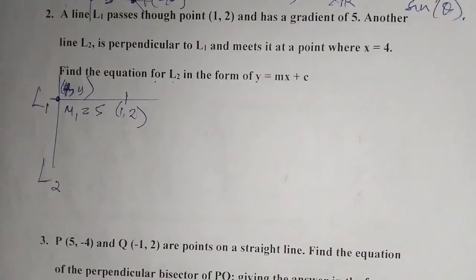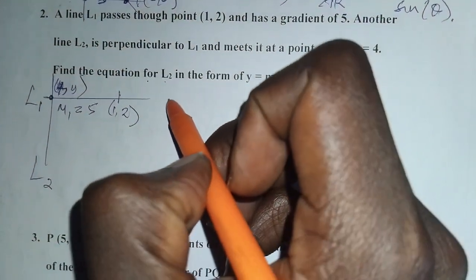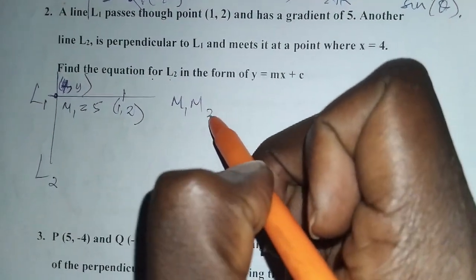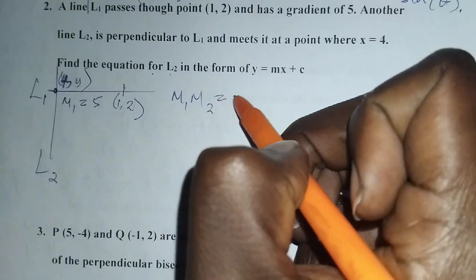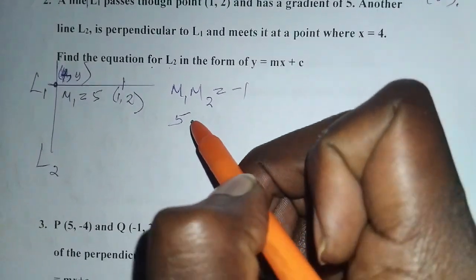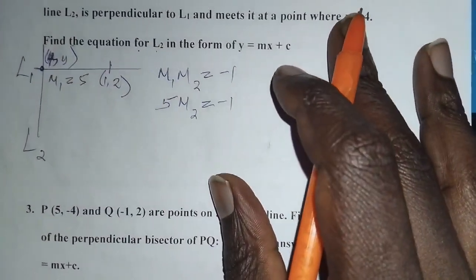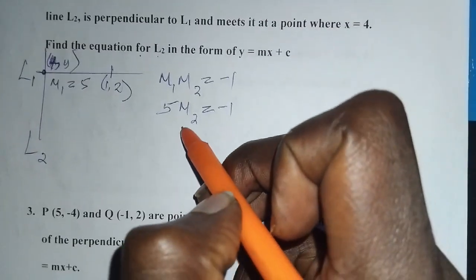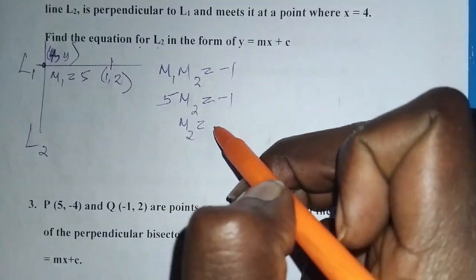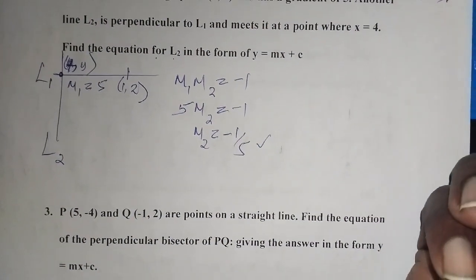So first of all, for two lines which are perpendicular, we know that m1 times the gradient for line 2 will give you -1, and the gradient for line 1 is 5, so 5 times m2 will give you -1. So it means your m2 will be -1 over 5, the gradient for line 2.